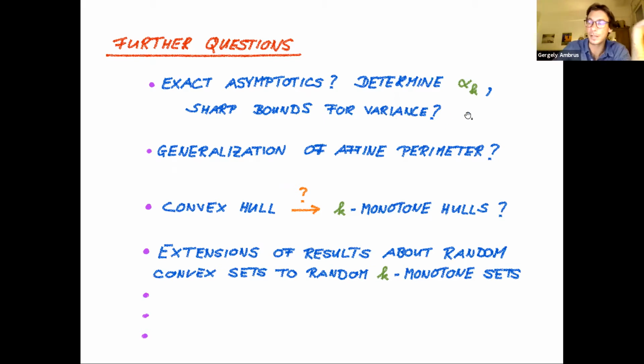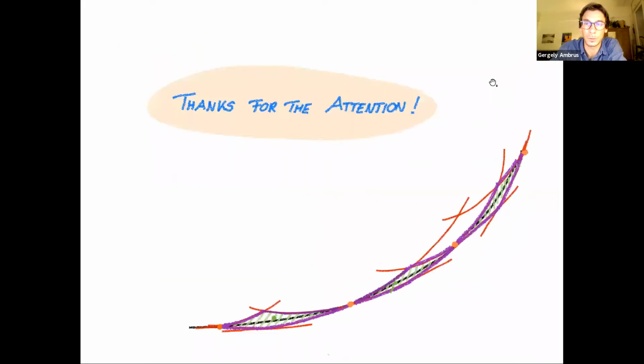Now we see that, for example, the Adler-Sekeres theorem generalizes to this k convex setting by the result of Matoušek and Elias. And yeah, in general, is it possible to extend the results about random convex sets to random k monotone sets? So there are a lot of questions here, and of course also in higher dimensions and so on. So I think there is plenty of place for further work. So thank you very much for your attention.